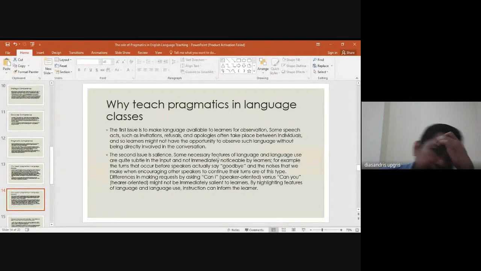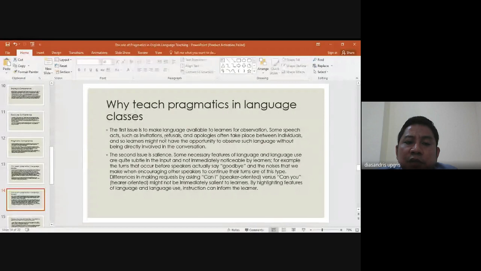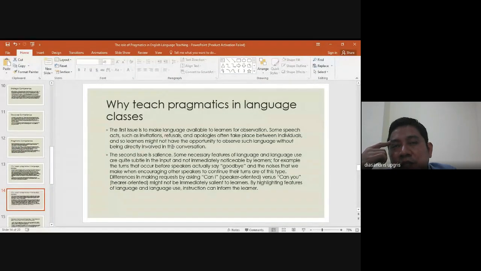Why teach pragmatics in language classes? First issue is to make language available to learners for observation. Some speech acts such as how to make invitations, how to make refusals, how to apologize, or take place between individuals. And so learners might not have the opportunity to observe such language without being directly involved in the conversation. So in a simple issue, we can analyze pragmatics, to what extent pragmatics is used in teaching interaction, how students say apologies, how students practice inviting, refusal, and so on.